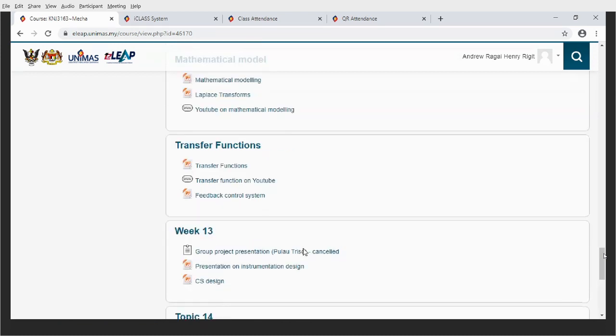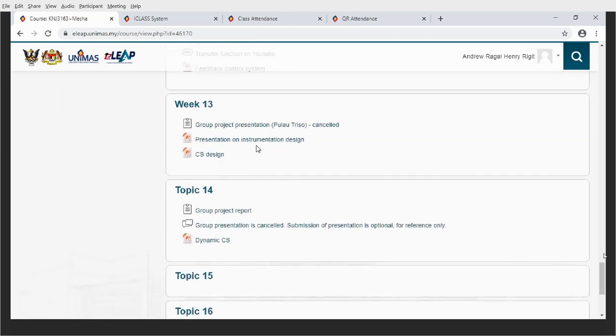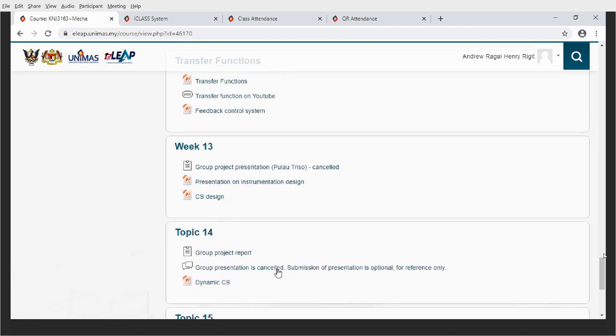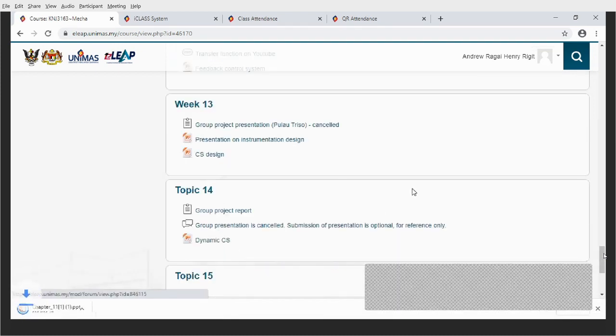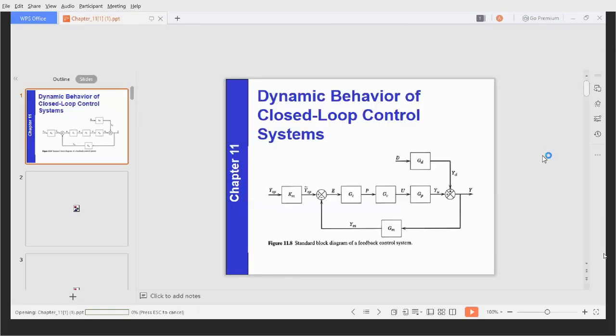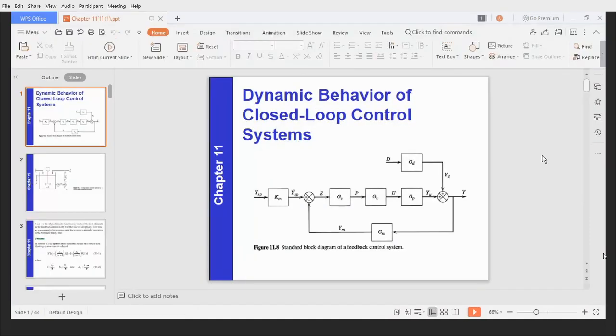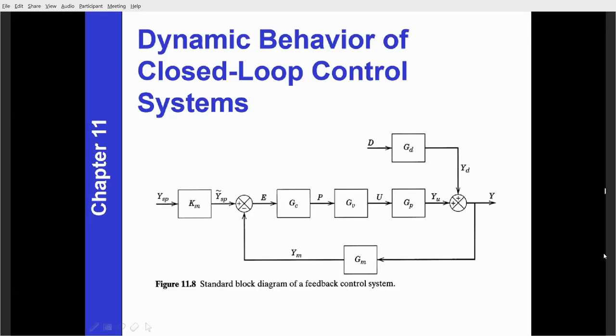Yeah, so for today's class, we will look into dynamic control systems, where we will look in more detail at what feedback control systems actually are. Yeah? So I click this one here, dynamic control systems. Okay, can you see the PowerPoint, chapter 11? Okay, good. So if I can start my lecture now, yeah?